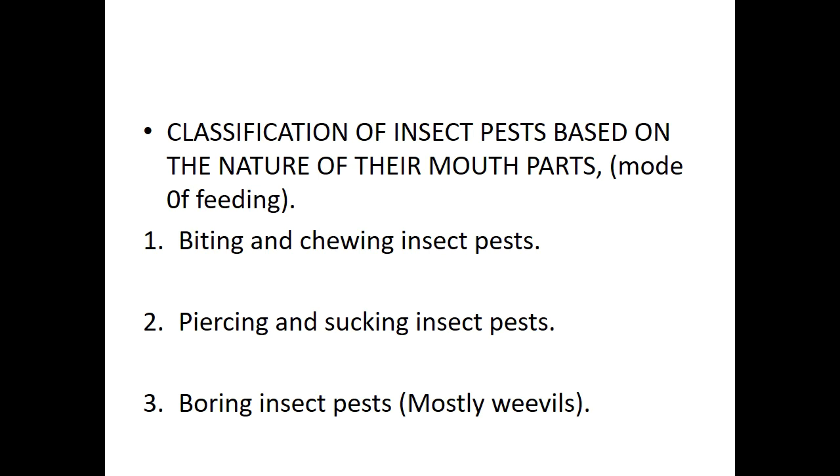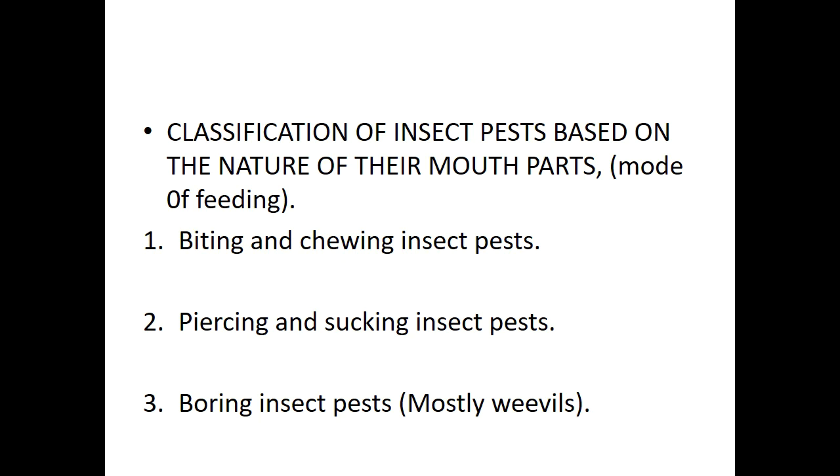Now let's look at the classification of insect pests. We classify them based on the nature of their mouth part, that is their mode of feeding. We have the biting and chewing insects. This group of insects has well-developed mouth parts adapted for biting and chewing leaves and other plant tissues, such as the seed, fruit, and flowers of the crops.